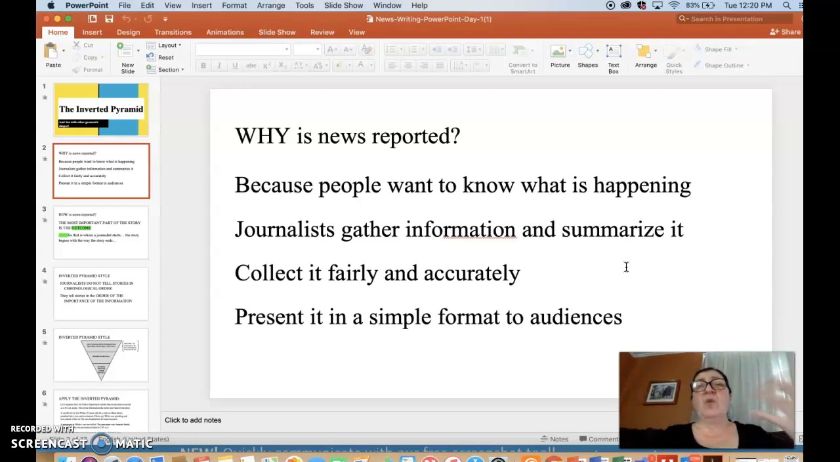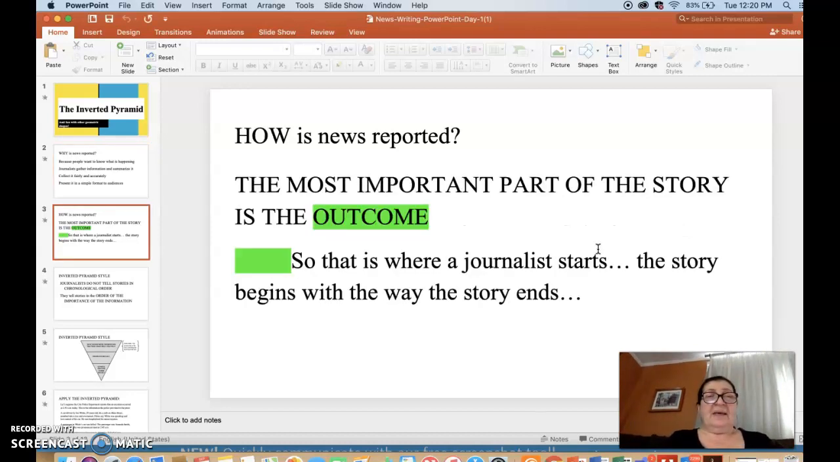What happened, when, where, why, and how. So journalists collect that information fairly and accurately. We will talk some more about those criteria: fairness, accuracy, and presenting that story in a very simple, accessible format to the audiences. We found that the inverted pyramid is the best way to go about that.